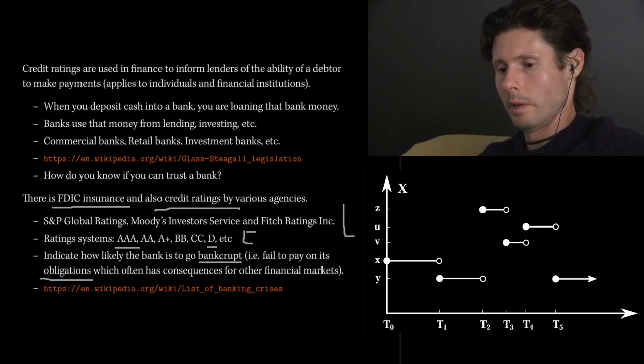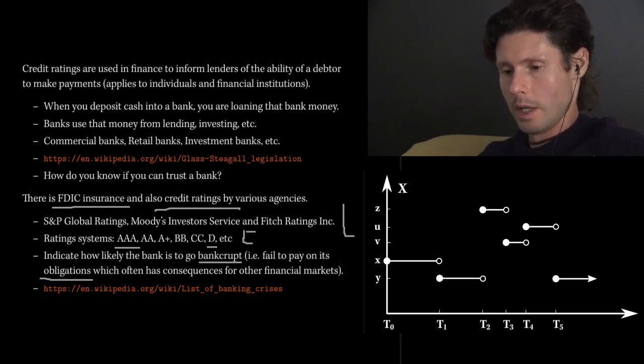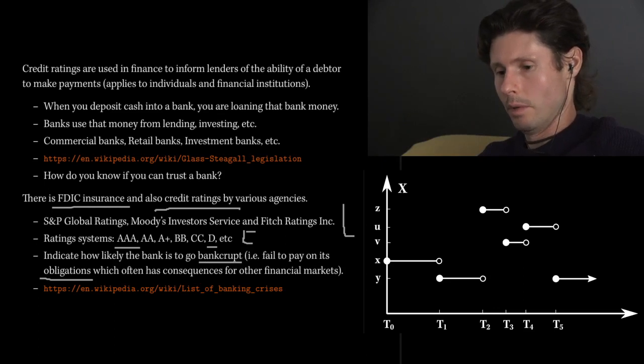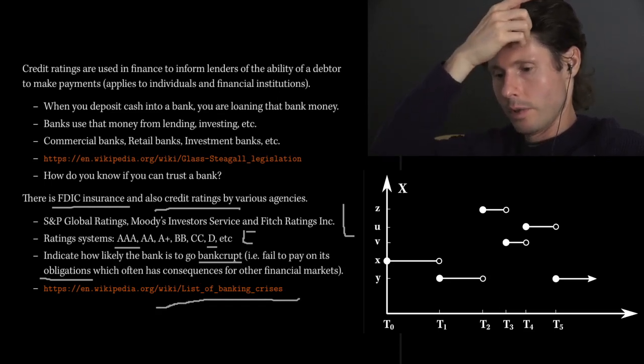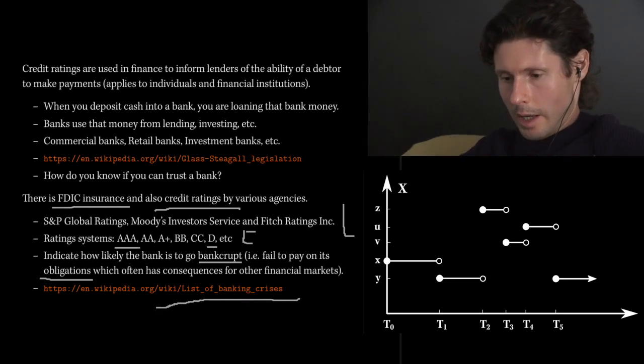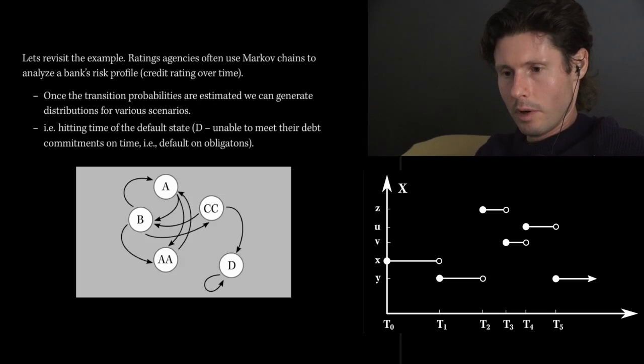So, that the bank is going bankrupt means it's going under, it's going out of business. These events are often labeled banking crises when a lot of banks go bankrupt. I've listed some reading there in case you're interested. It's a list of banking crises from the 17th century to now. But for our purpose, we want to revisit our example and the idea.